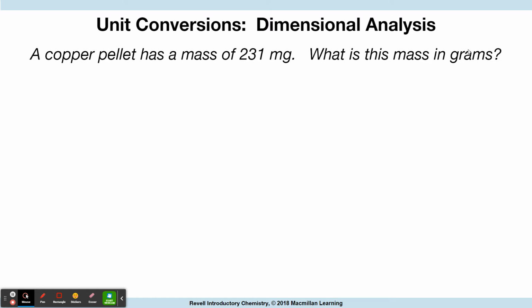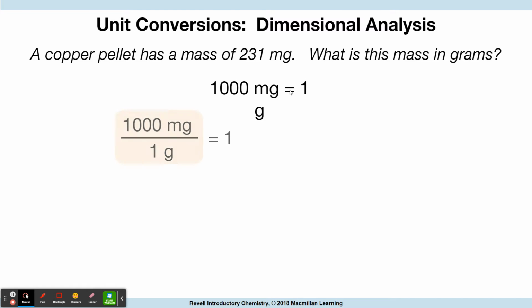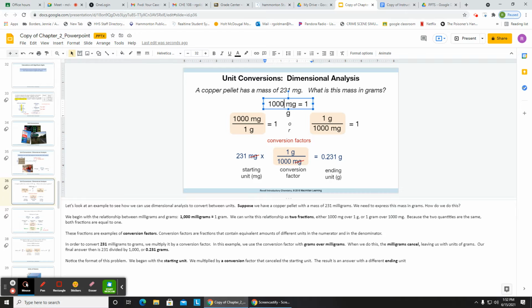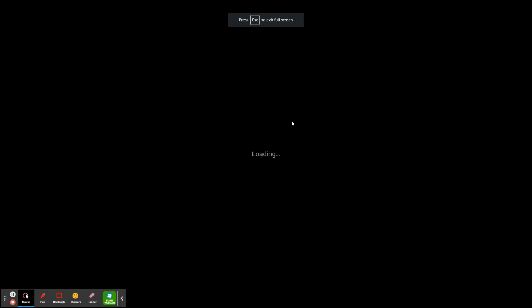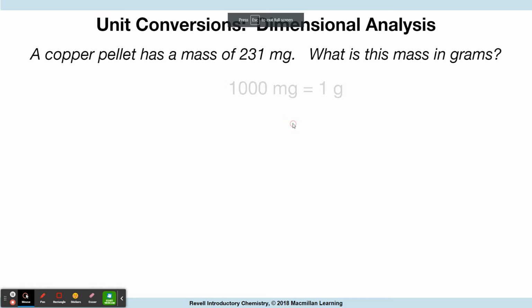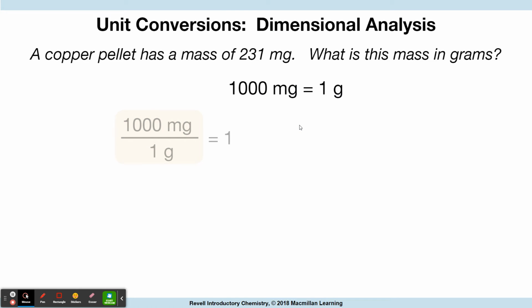So a copper pellet has a mass of 231 milligrams. What is this mass in grams? All right. So first you have to know the conversion. And the conversion you either have to know or it has to be given to you. So here's an example. That's the conversion that's given to you. So 1,000 milligrams equals 1 gram.